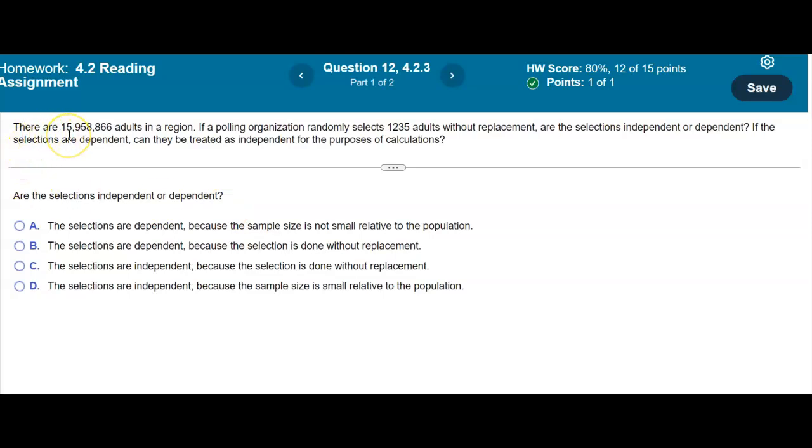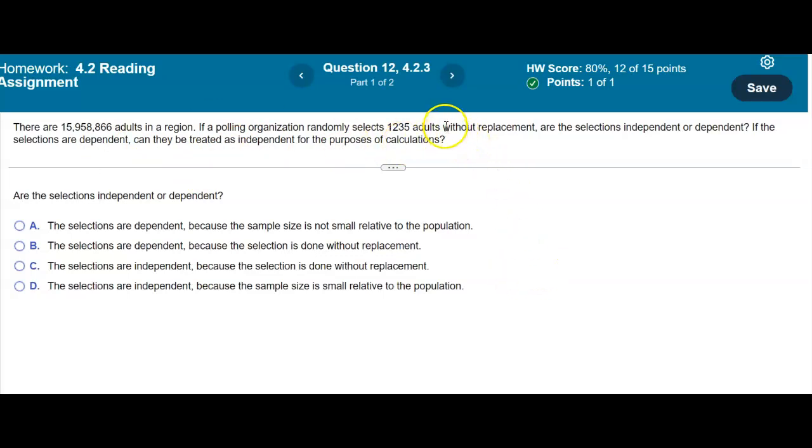There are 15,958,866 adults in a region. If a polling organization randomly selects 1,235 adults without replacement, are the selections independent or dependent? If the selections are dependent, can they be treated as independent for the purposes of calculations?